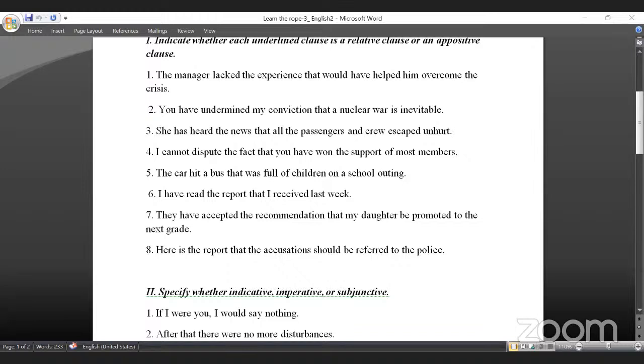Ma'am, it's an appositive clause. Yeah, it looks like an appositive clause to me also, because here is the report to me is a grammatical sentence. So here also we remove that from the sentence. Two sentences are formed. So it's an appositive clause, ma'am.